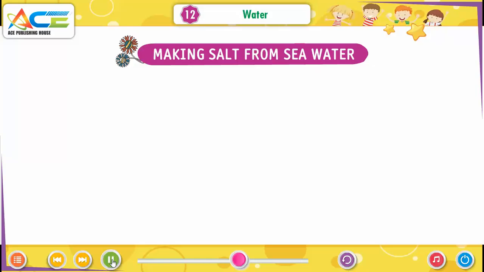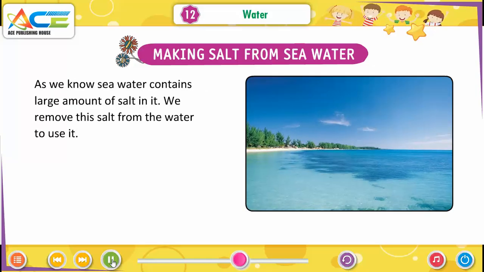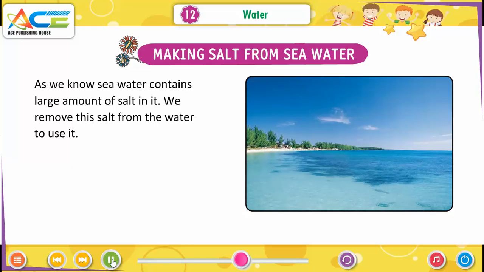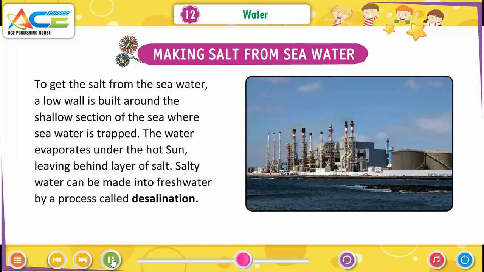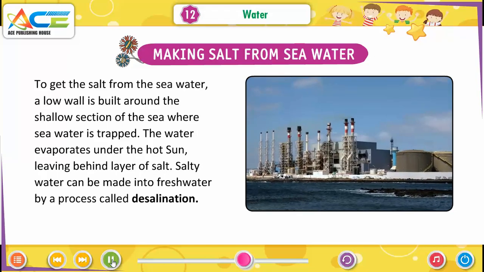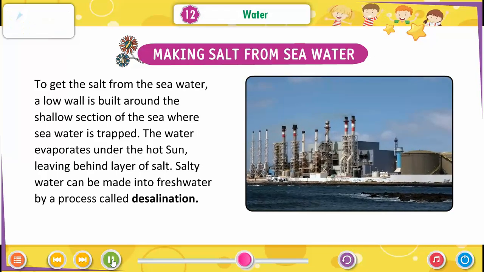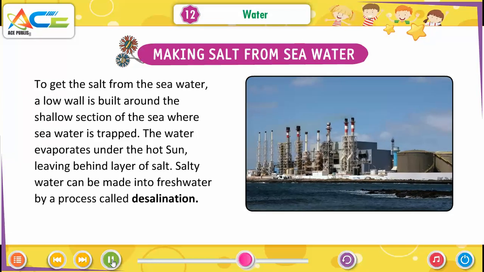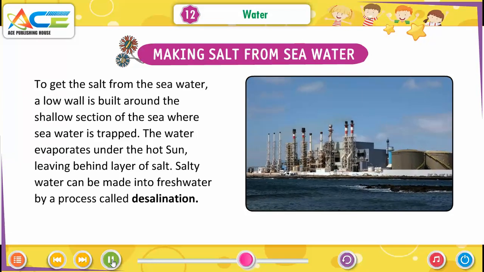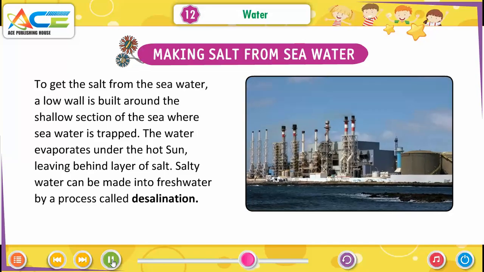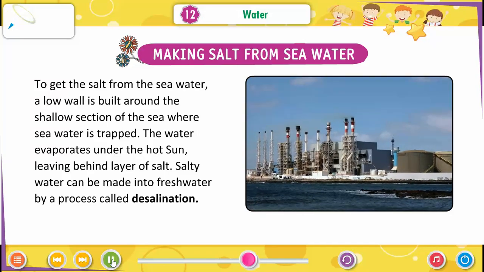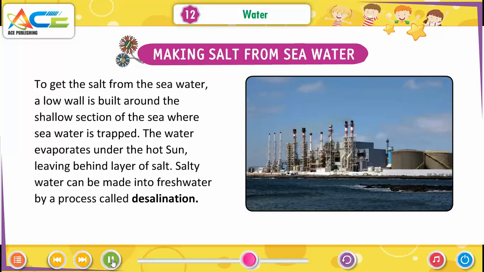Making salt from seawater. As we know, seawater contains a large amount of salt, we remove this salt from the water to use it. To get the salt from the seawater, a low wall is built around the shallow section of the sea where sea water is trapped. The water evaporates under the hot sun, leaving behind a layer of salt.